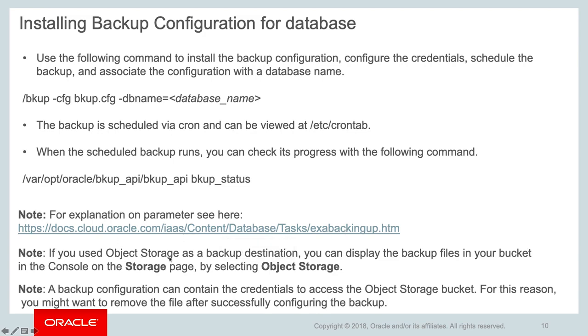One of the notes is, if you have used object storage as a backup destination, you can display the backup files in your bucket in the console or on the storage page by selecting object storage. So obviously you have access to your OCI console and you'll be able to log in, navigate to the object storage page, and then see the bucket which you already created earlier. Inside the bucket you would be able to list all the objects as part of the backup which is taken, like daily level 0 or level 1. Another thing is that a backup configuration can contain the credentials to access the object storage bucket, and that is the reason you might want to remove the file once you have successfully configured your backup.